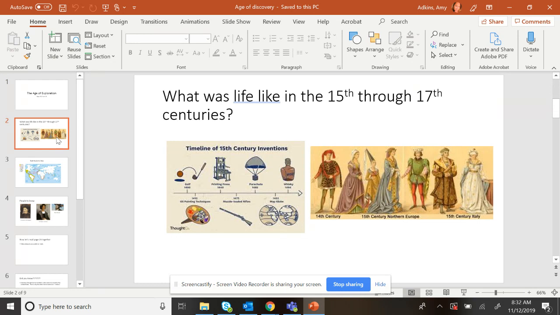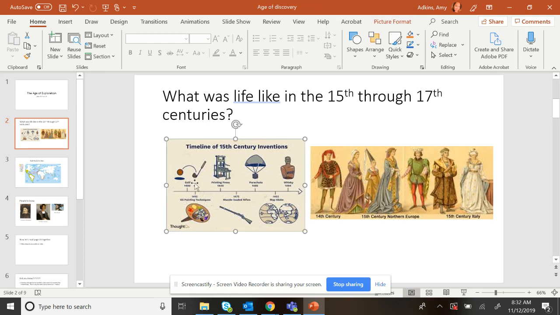So, the age of exploration took place between the 15th and 17th centuries. So, what we're looking at here is back in the day for sure. And I wanted to give you a visual example of some of the things that they may have seen in the 15th through the 17th century. So, let's look at it: a printing press was invented. It looks like the parachute was invented during that time. We had golf was invented during that time.